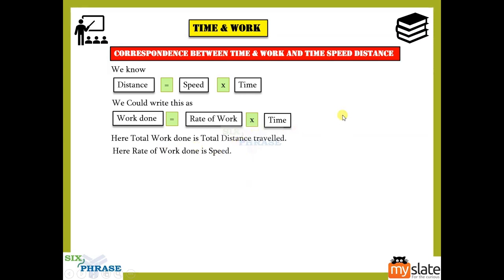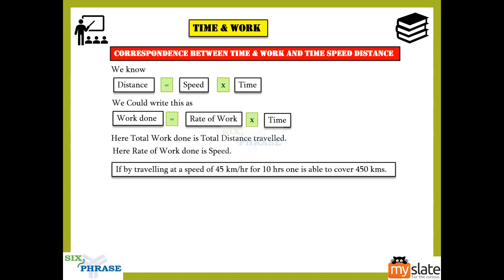So moving on. If by traveling at a speed of 45 kilometers per hour for 10 hours, one is able to cover 450 kilometers, guys. So the speed is 45 kilometers per hour, and it is for 10 hours. And you know speed into time will give you the distance, right? The speed is 45 kilometers per hour and the time is 10 hours, so you'll have 45 into 10, which is 450 kilometers.